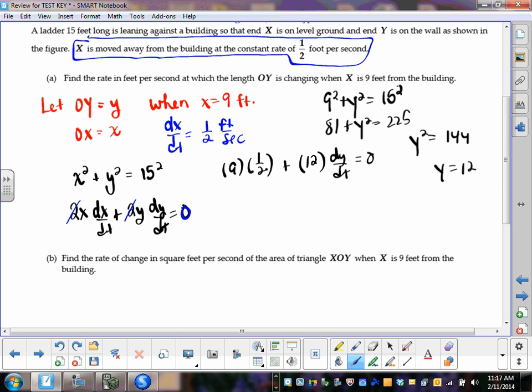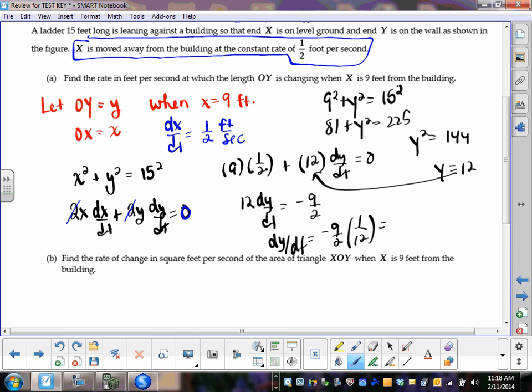So I'll substitute that value in. So 12 dy/dt equals negative 9 halves. So dy/dt is negative 9 halves divided by 12. And technically I can just put feet per second here. I don't have to simplify at all. If I do simplify it, because I'm going to use the value again for part B, which makes the simplified version nicer, I can factor 3 and cancel. So that means -3/8 feet per second.